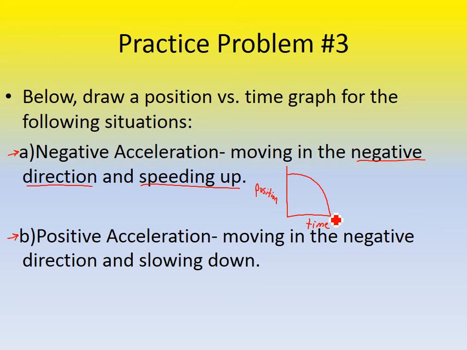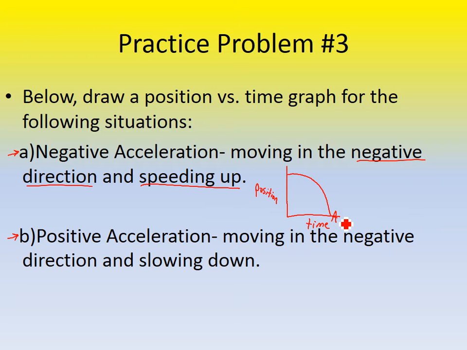If you hold your pencil on that at the beginning here, the velocity is almost zero. You're almost stopped. You're going slow. And then as time goes on, the slope gets more steep, so your velocity gets greater. So that is A. I would call this one A.